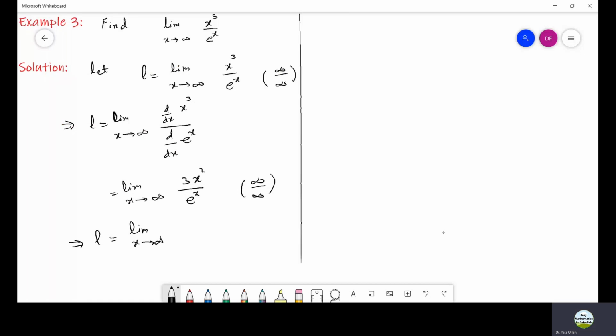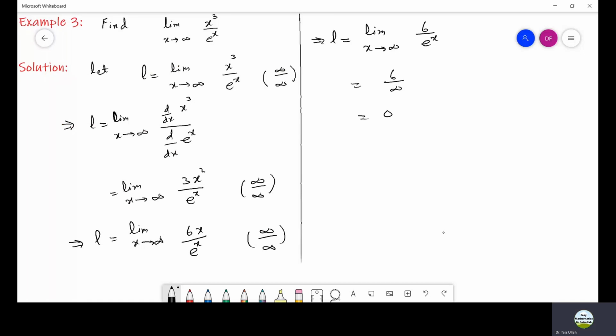So according to this rule, let us differentiate the function in the numerator. So we have 6x divided by, let us differentiate the function in the denominator, e power x. And again, plugging in the limits, we have infinity by infinity form. So we again apply the L'Hopital rule. So L is equal to the limit as x approaches infinity of 6 divided by e power x. And now if we plug in the limits, we have 6 over e power infinity, which is 6 over infinity.